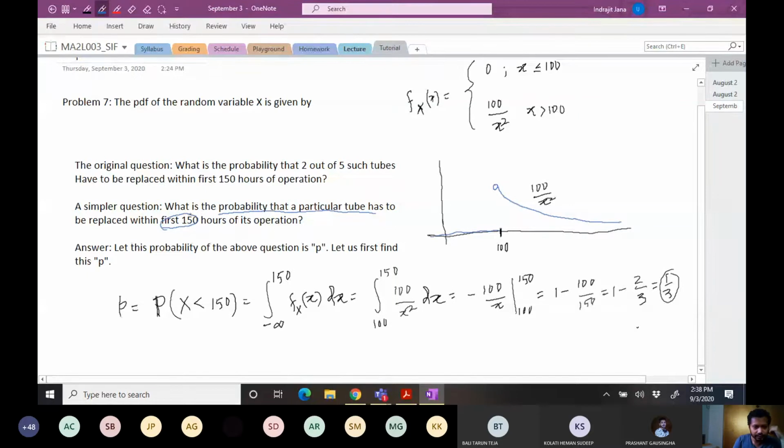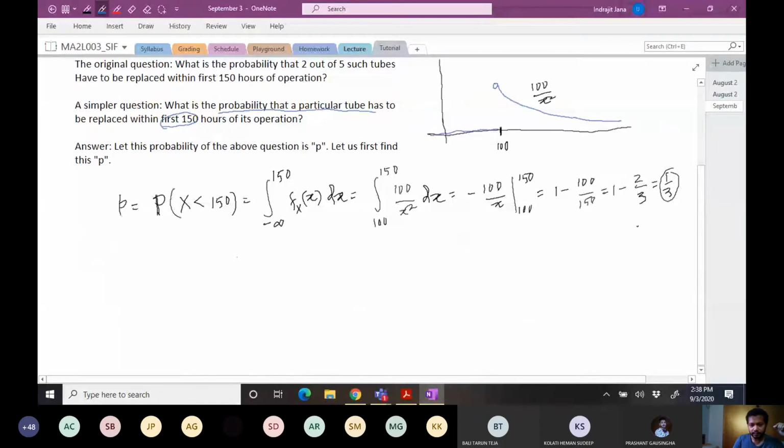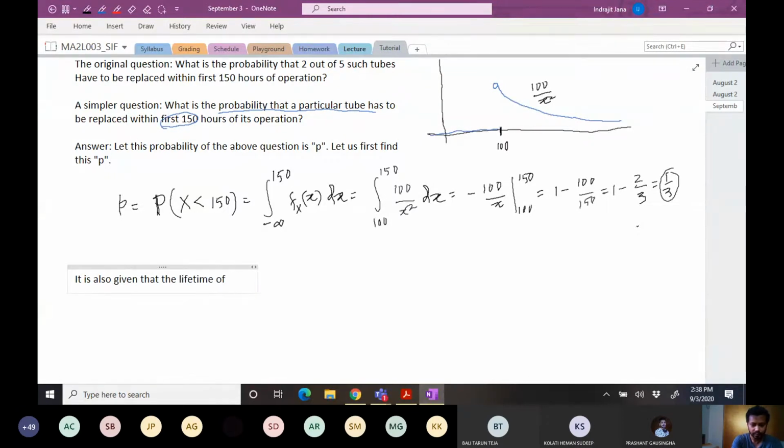The original question is: what is the probability that 2 out of 5 have to be replaced? My next comment is that this is like a binomial model, because it is also given that the events are independent. It is given that the lifetime of each is independent of the other.